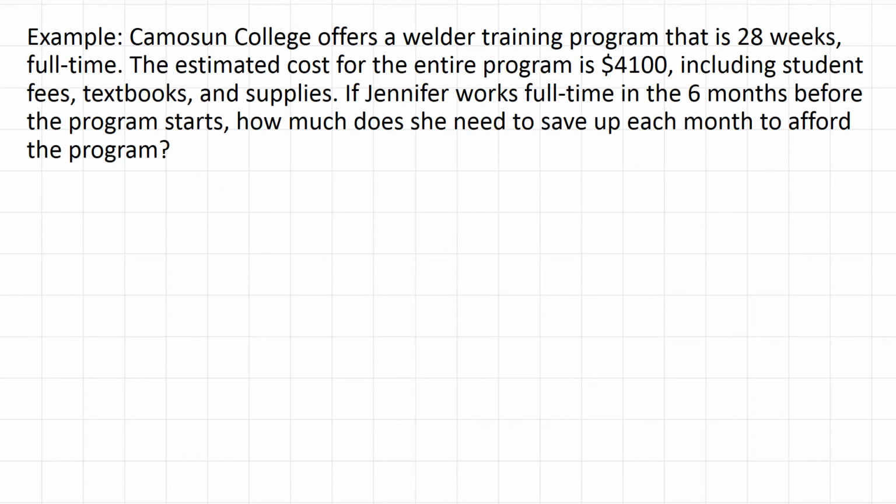Let's go through another example. Camosun College offers a welder training program that's 28 weeks of full-time school. The estimated cost for the entire program is $4,100, which includes student fees, textbooks, and supplies. So that includes all the educational costs, but note that that does not include the groceries and transportation, rent or mortgage payments, any of that stuff that is part of a budget. So this is just the amount for the actual schooling.